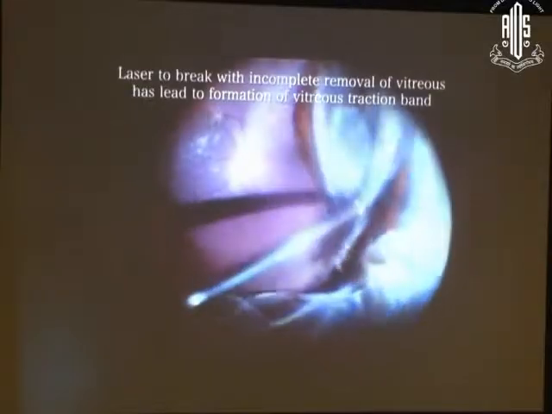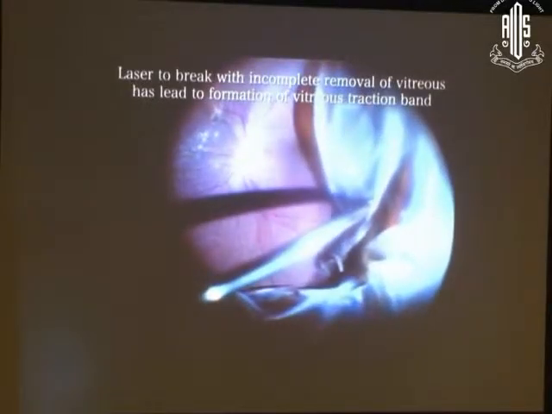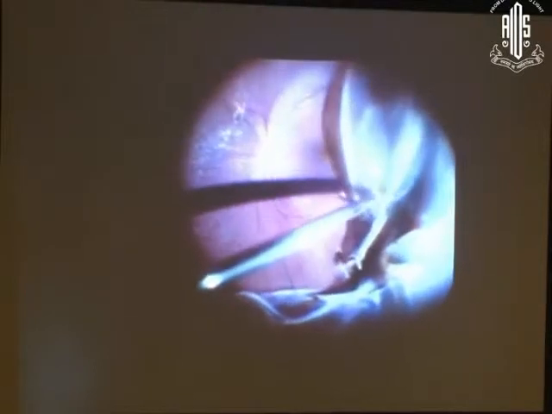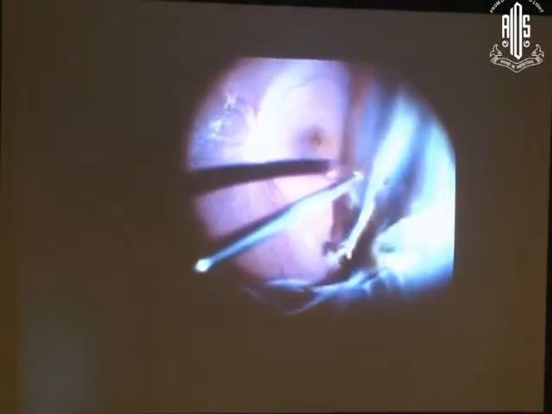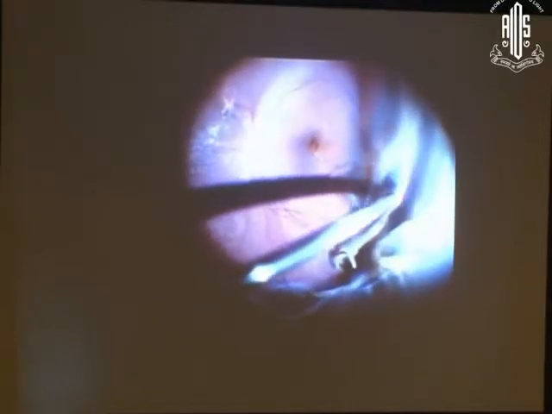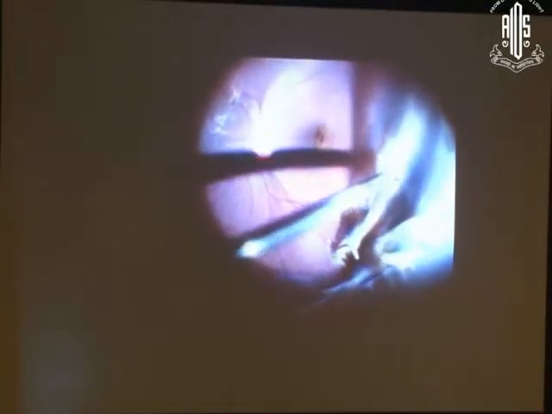Laser to the break with incomplete removal of the vitreous has led to formation of a vitreous traction band. And unfortunately, I've caused an iatrogenic break while trying to relieve the traction band. But anyway, we have spent our lifetime sealing breaks. So the goal should be to remove traction, even if you have caused a break, especially if that's in the periphery, it doesn't matter much. Of course, you should also try and prevent iatrogenic breaks, not to say that you can cause breaks after breaks.